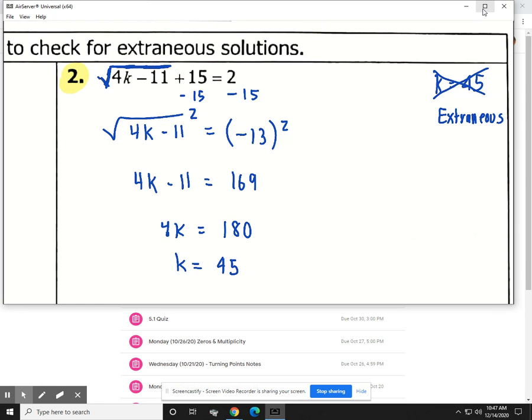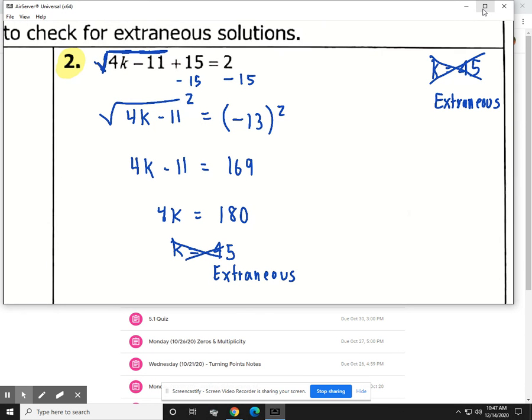However, our answer is not right. It didn't work. So even though K really does equal 45, that doesn't work. It's called extraneous. That was the new thing that you've not really seen yet before. So that's one of those unique things with radical equations. Sometimes the answer you get can't really be the answer. So it's extraneous.